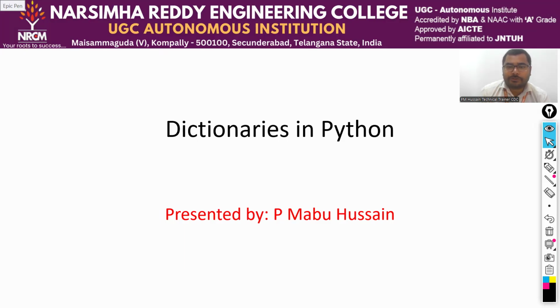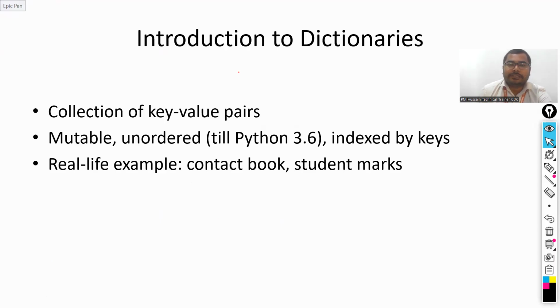Here in this video, we are going to discuss dictionaries in Python. Dictionaries are collections of key value pairs. If you want to represent a group of items which are collections of key value pairs, then we can go with the dictionary. In Python, dictionaries are represented using curly braces like this.